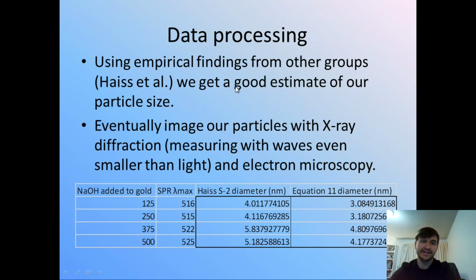So how do we process our data? We use empirical findings from other nanoparticle research groups, namely Lohse et al., to get a good estimate of our particle size. They have working curves that they've established through known sizes, and we can relate our findings to those. Eventually, we seek to image our particles with X-ray diffraction and electron microscopy.